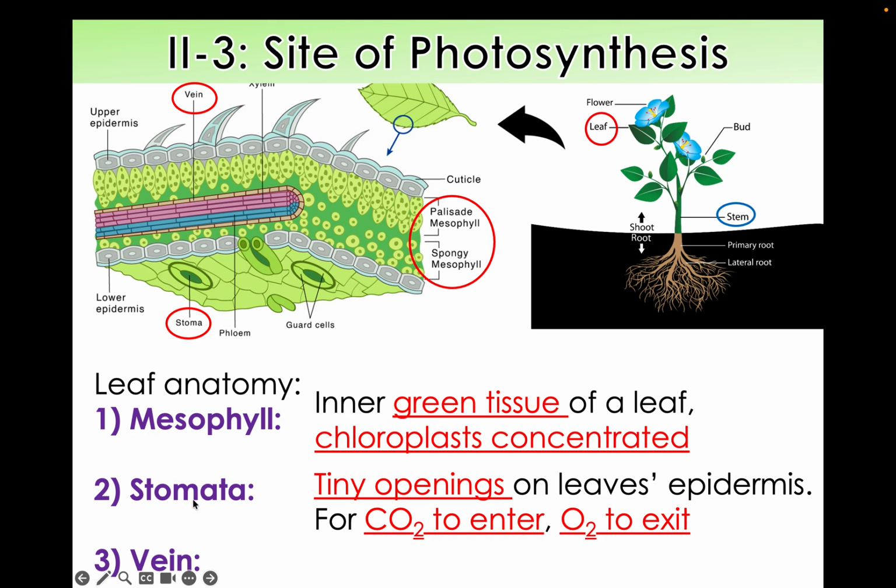You also need to know the stomata or stoma. You could say it either way. Like I said, these are the tiny openings in the leaves' epidermis, and they are for releasing oxygen after the process is over and also taking in carbon dioxide that the plant needs for photosynthesis. The veins of the plants are what are transporting water to them from the roots.